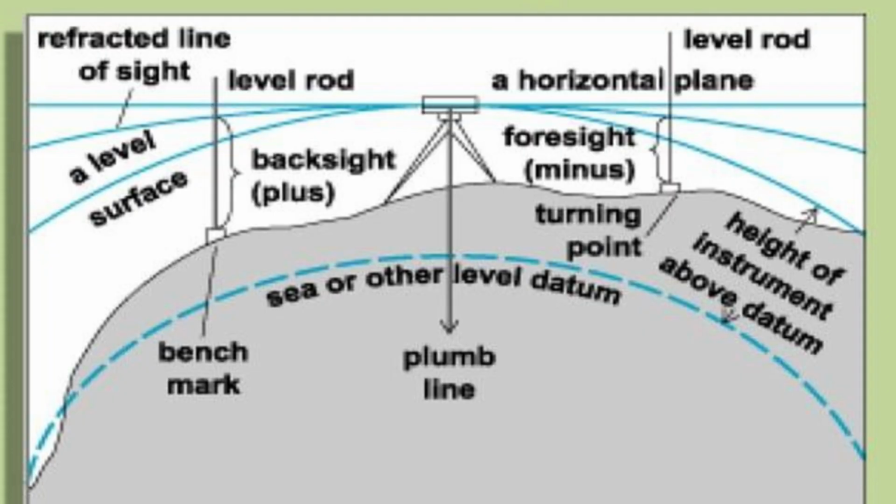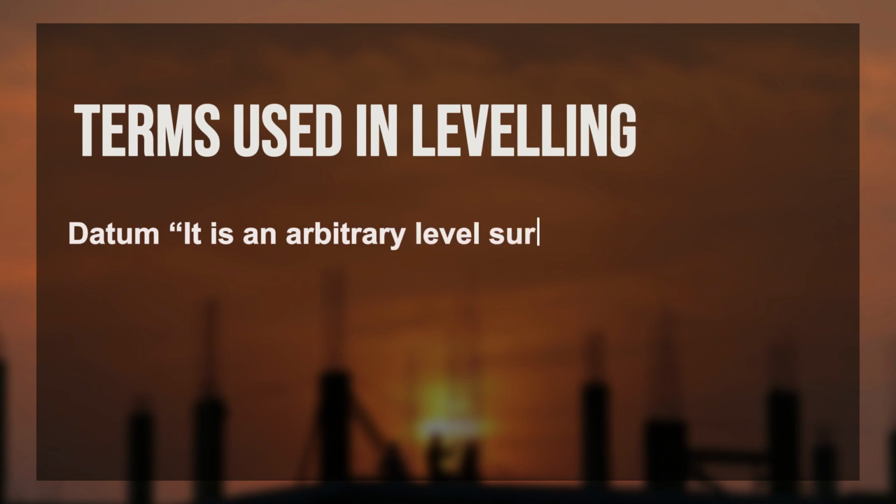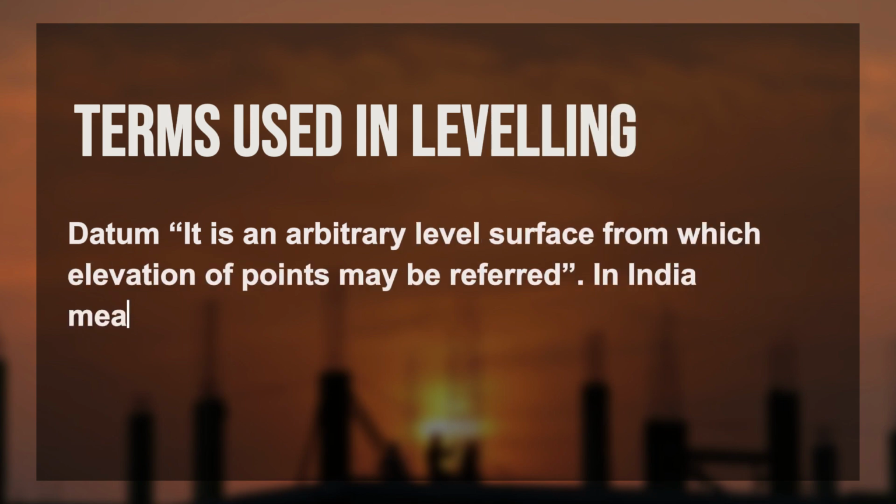Here in this figure, the different terms of leveling are explained. You can see that over the surface of the earth, the leveling instrument is being placed and the different terms that I just explained are marked on this, for example, level line, the horizontal surface, the horizontal plane, etc. The different terms which are used in leveling are: number one is datum.